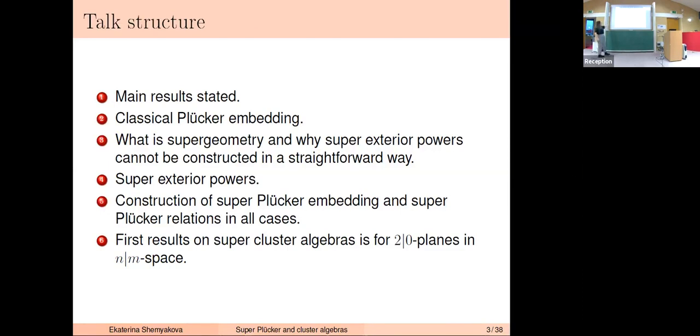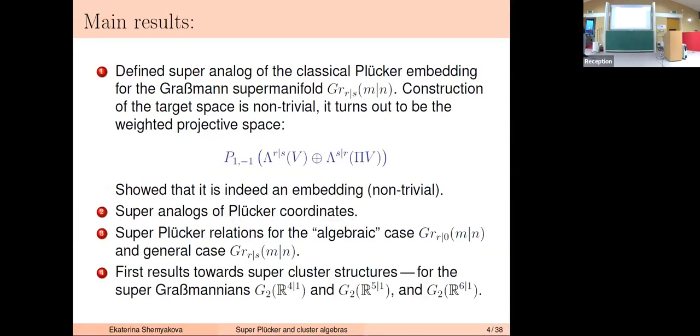And yes, I think we have a suggestion, I don't know what it is, for supercluster algebras for the case of 2|0 planes in M space. We have the relations for all cases, but we just don't know how to proceed. Okay, so what is the main result?